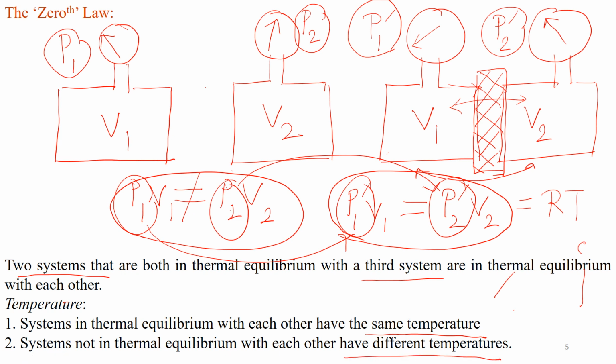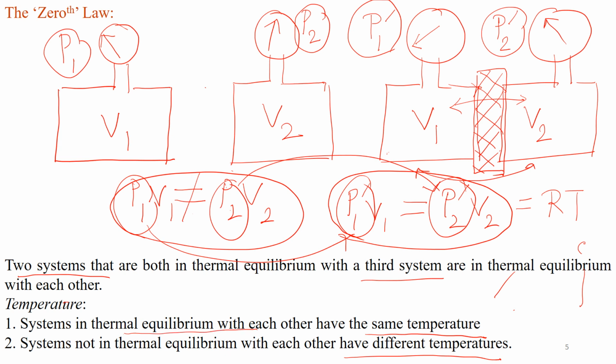In this example which we had shown, initially the systems had different temperatures. That's why P1 V1 was not equal to P2 V2, and the moment we brought them in thermal contact through a conducting wall, heat flowed across the boundary, and the flow of heat brought the temperature of the two systems equal, and now the systems are in thermal equilibrium.